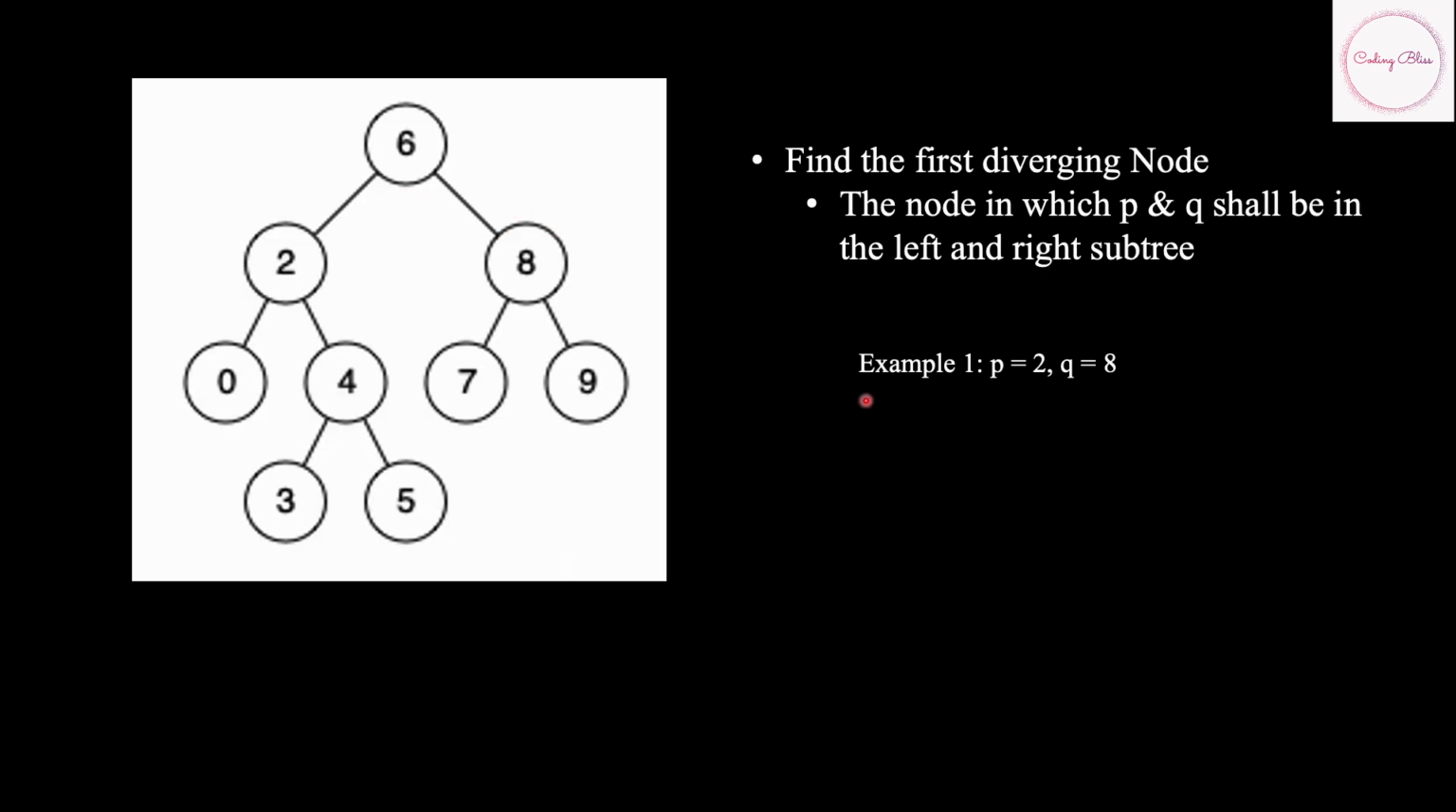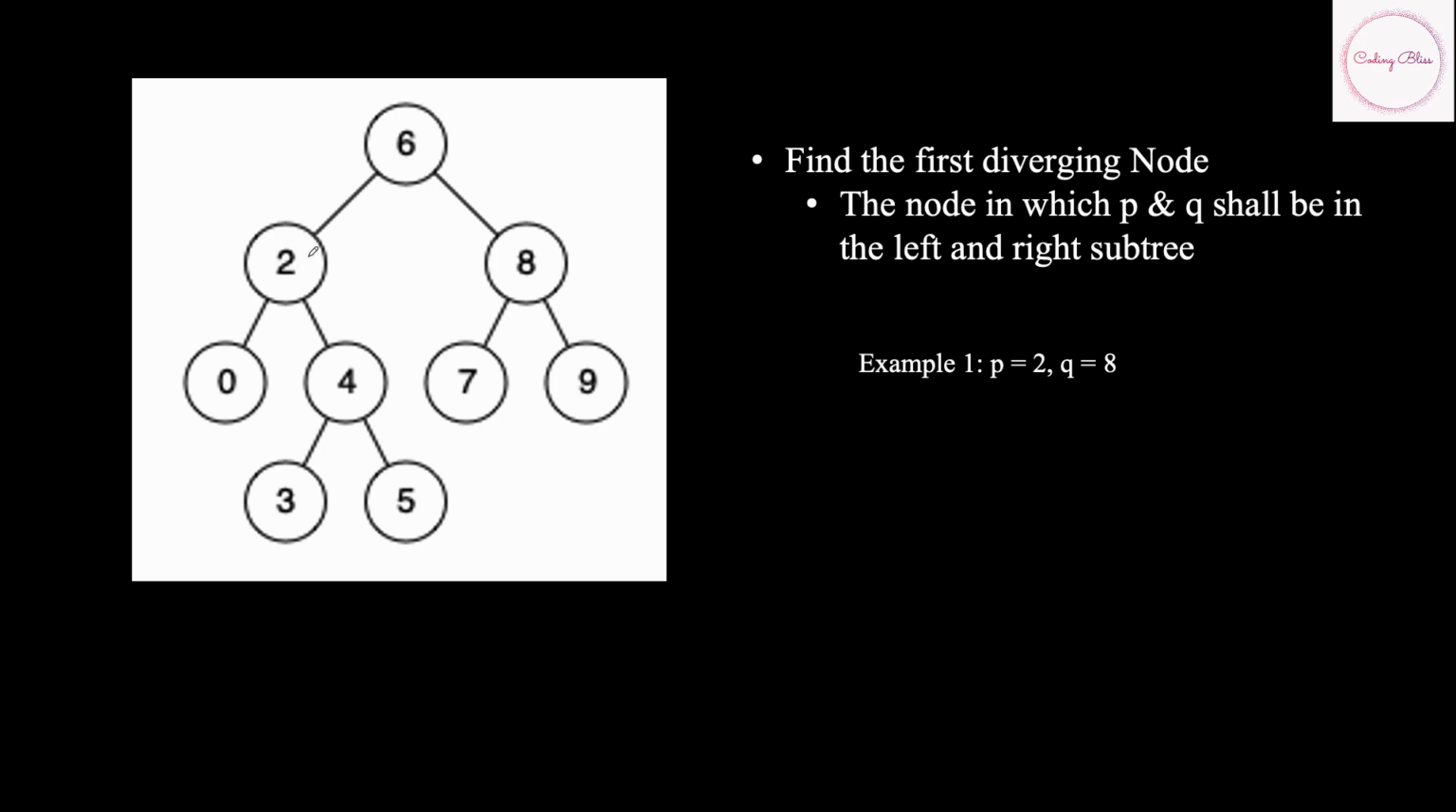Now, the idea behind this problem is that we are going to use a property of the binary search tree. We know that if we are searching for 2, it will be in the left subtree because it is less than the value of 6. Or assume that you are searching for 4. Then we know that 4 is less than 6, so we would have come to the left.